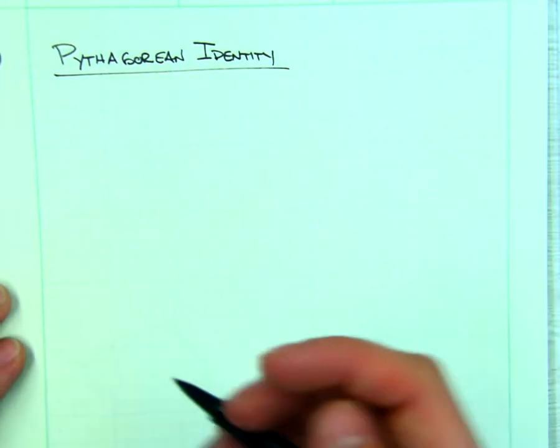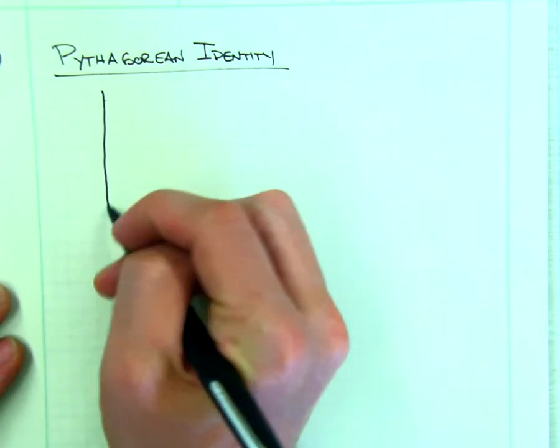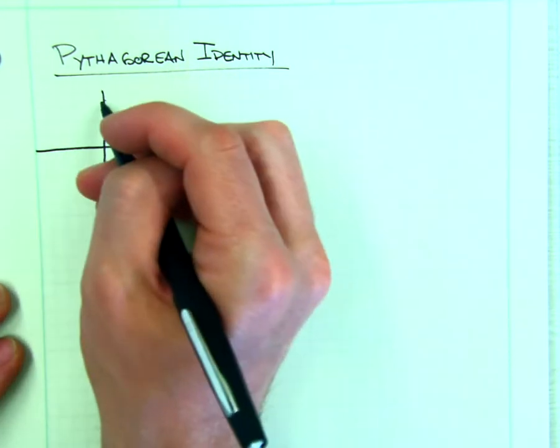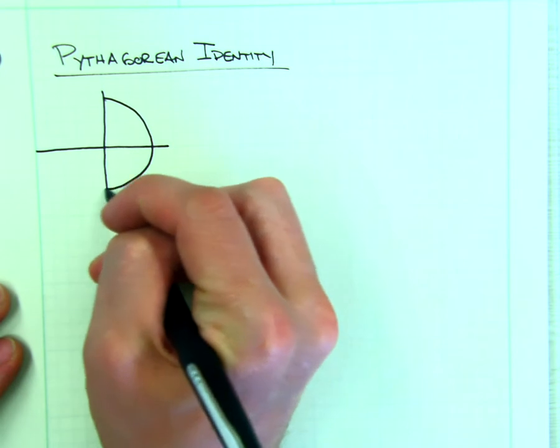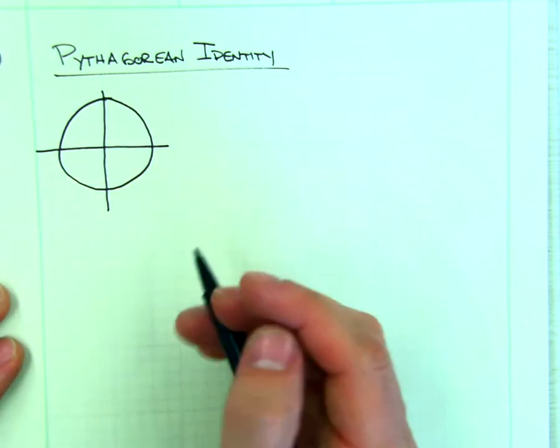Let me go ahead and show you where this comes from, and that'll hopefully help you remember it, or at least remember where to derive it from. We've been doing derivations in class. So say we've got a unit circle. It's going to look something like that.